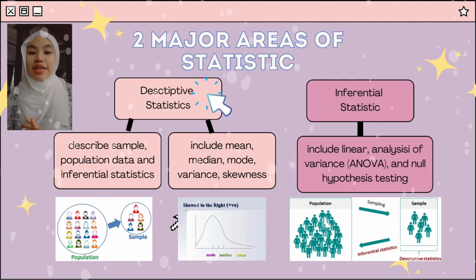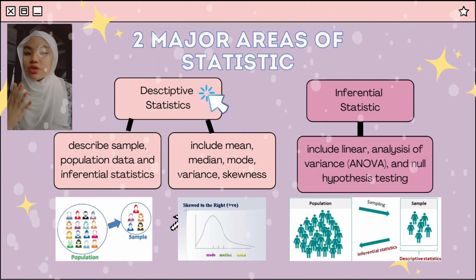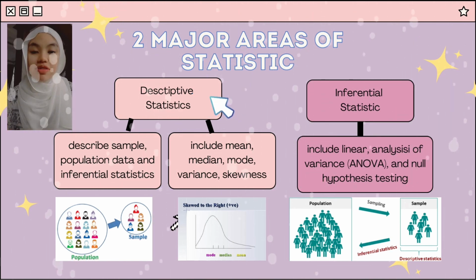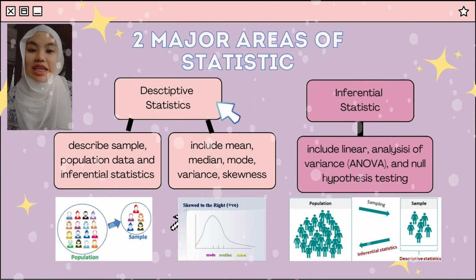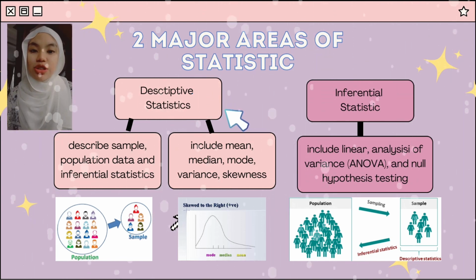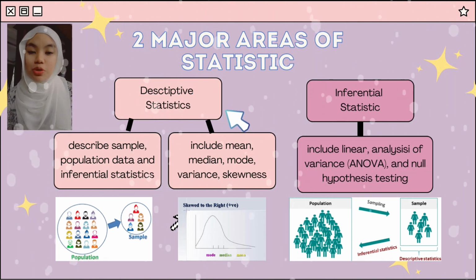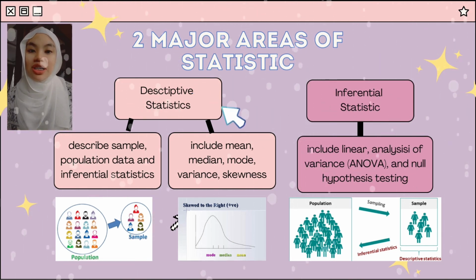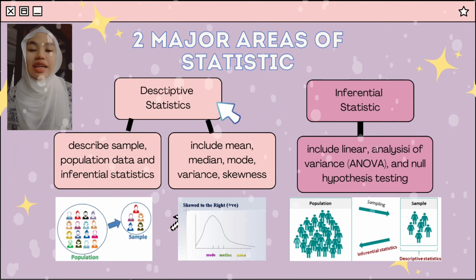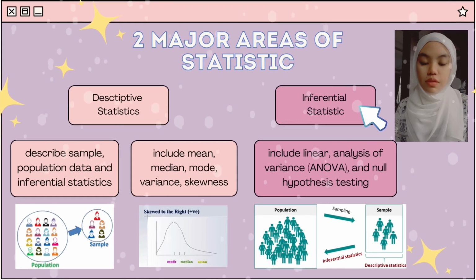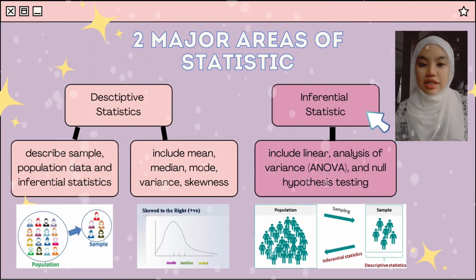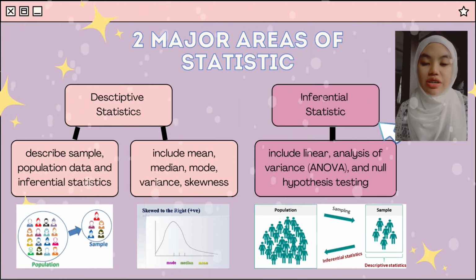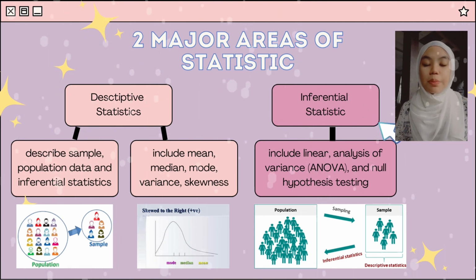Next, the two major areas of statistics are known as descriptive statistics, which describe the properties of sample and population data, and inferential statistics, which uses those properties to test hypotheses and draw conclusions. Descriptive statistics include mean, average, median, mode, variance, and skew. Inferential statistics include linear regression analysis, analysis of variance, which is ANOVA, and null hypothesis testing.